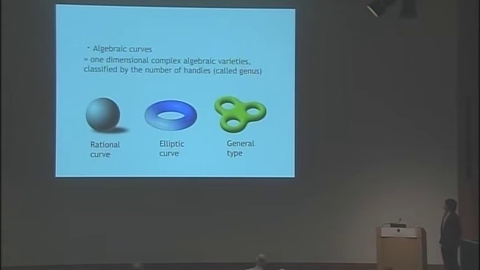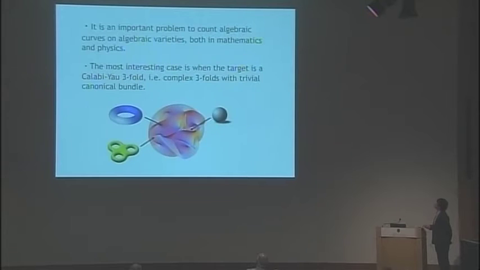So the simplest one is called the rational curve. This is just a sphere. It's a one-dimensional projective space. And the next simplest one, but still interesting, is the elliptic curve. It is just a donut-type surface. And there are more topologically difficult surfaces. So we are interested in counting such curves in given algebraic varieties.